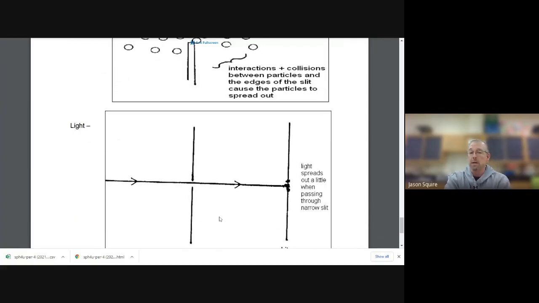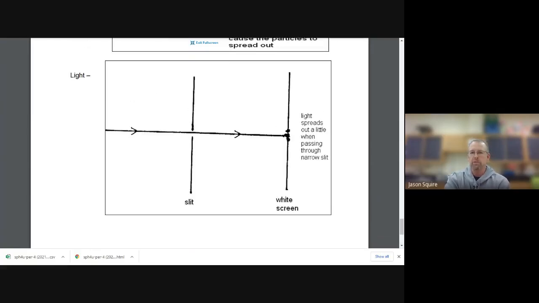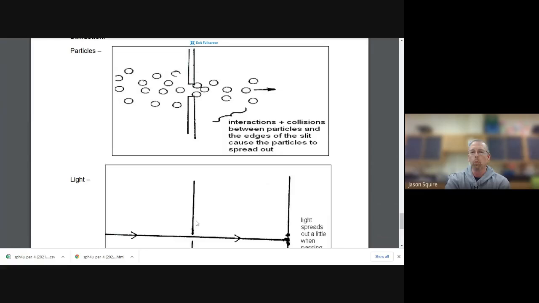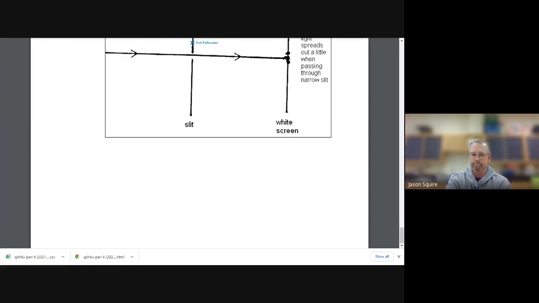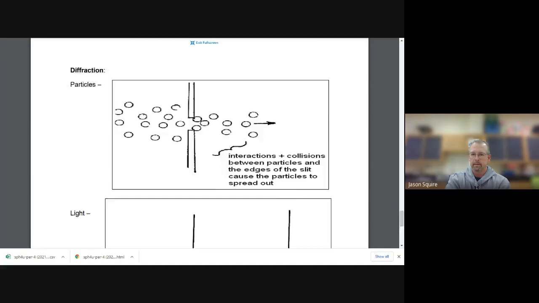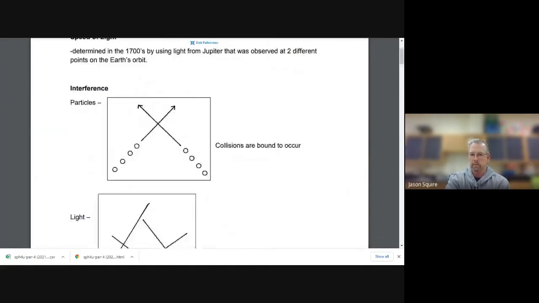And light does a bit of that, right? As the light particles go through that opening, there is a bit of spreading out. Not nearly as much as maybe we thought there might have been, but there is a little spreading out. This diffraction also works when you're going around an object, and we'll look at that more with the wave theory. And that's our note on the particle theory.